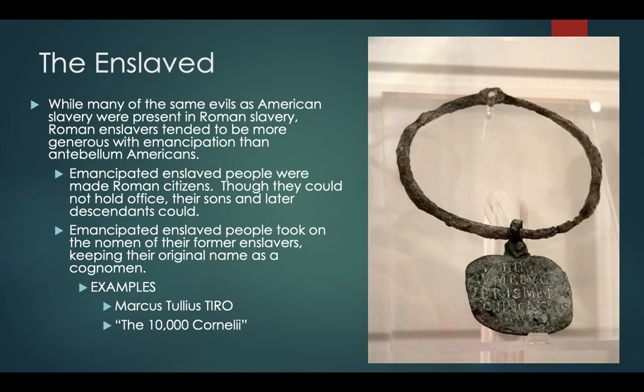For example, Cicero's slave Tiro, after Cicero freed him, became Marcus Tullius Tiro. Another example is the 10,000 Cornelii who were freed by Lucius Cornelius Sulla. What I've pictured here is a Roman slave collar, which would give the enslaved's name and the enslaver's, and from which we could reconstruct, if they were ever freed, what their name would have been.